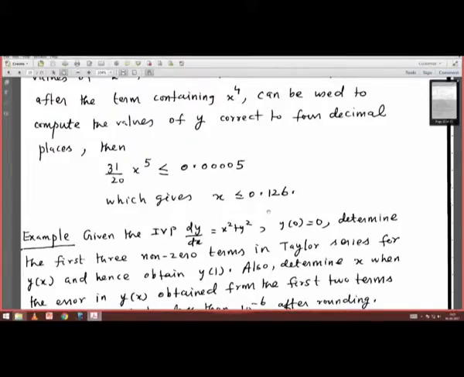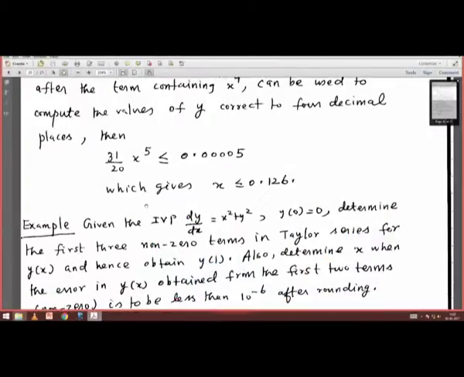So, this is one way of approaching, namely making the Taylor series method of higher order, incorporating more and more terms and then checking whether the solution obtained by a method of order n plus 1 matches with the solution obtained by using a method of order n correct to the desired degree of accuracy.